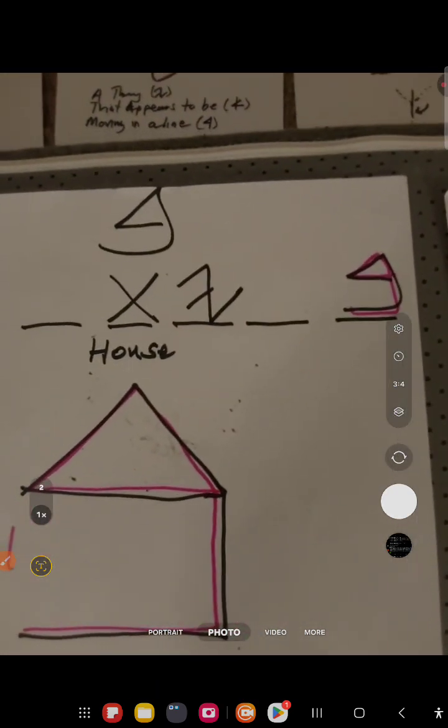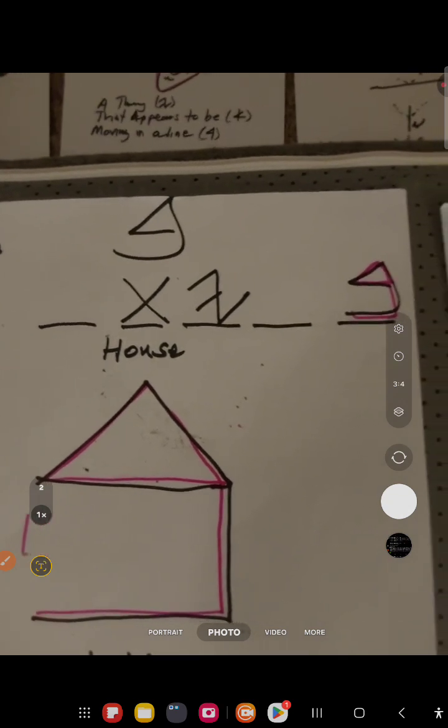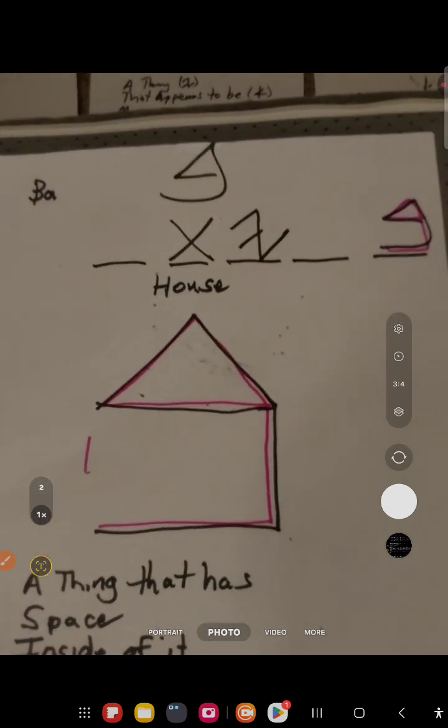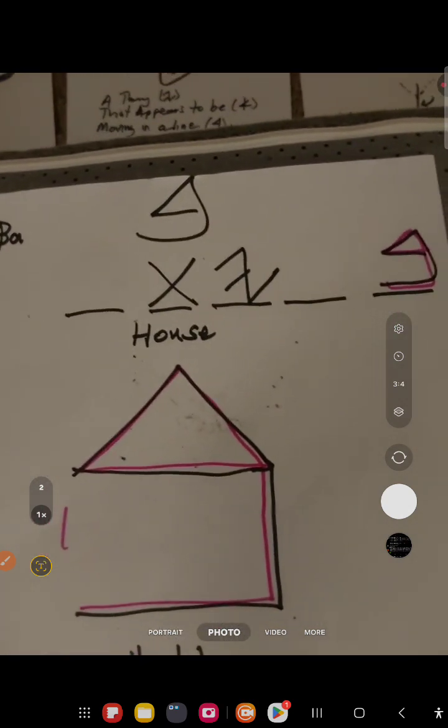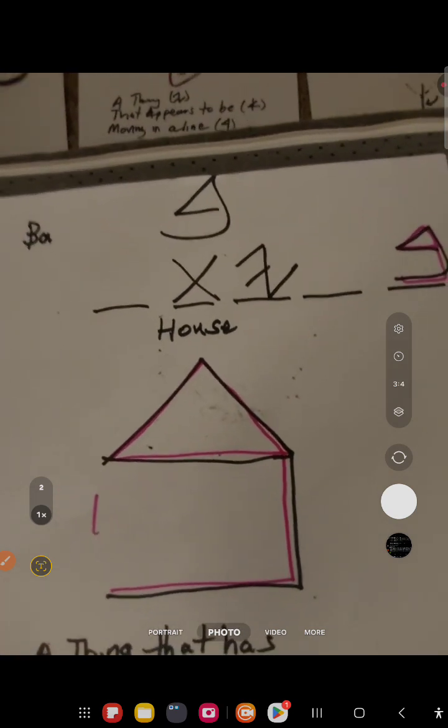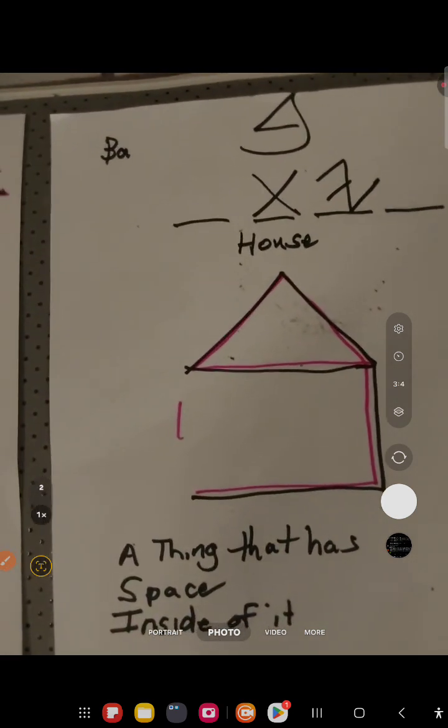Okay, then we have ba. Ba comes from the word bayath, which means house, as you can see there. So the letter ba is constructed from a pictogram of a house. And bayath means a thing that has space inside of it.